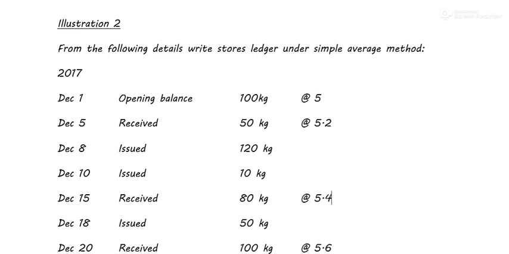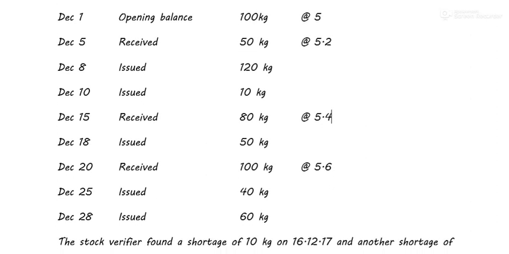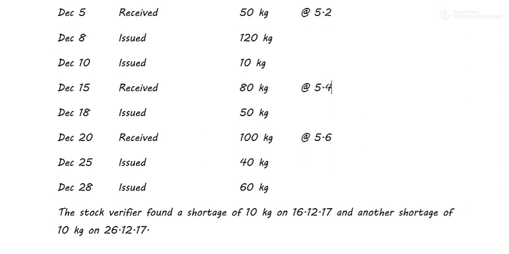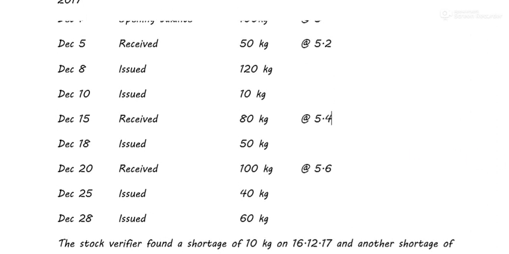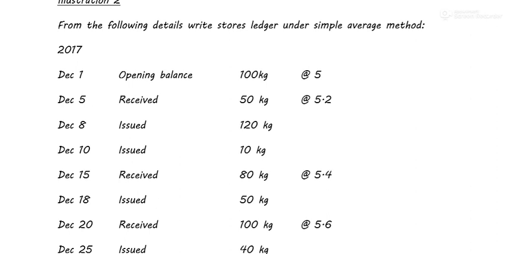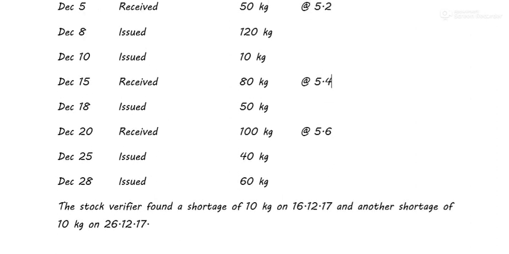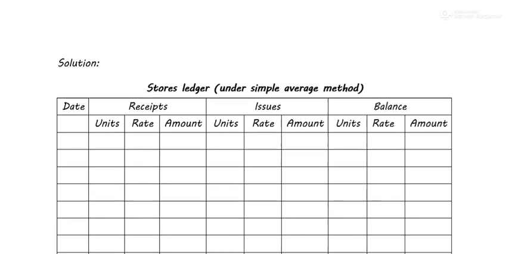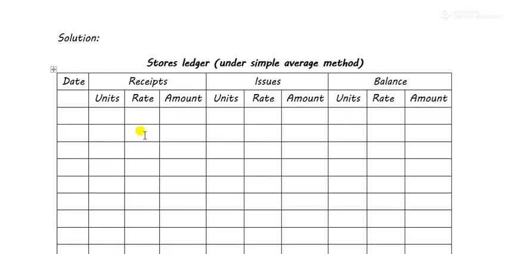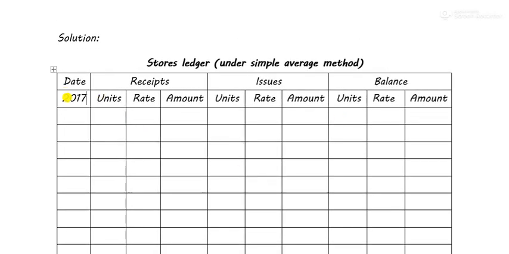A sum has been given to me which records the opening balance, the receipts and the issues, and also two shortages which take place on 16th December and a shortage which takes place on 26th December. These shortages are to be recorded appropriately at appropriate rates, and they will be recorded as abnormal loss. So let's start the sum.